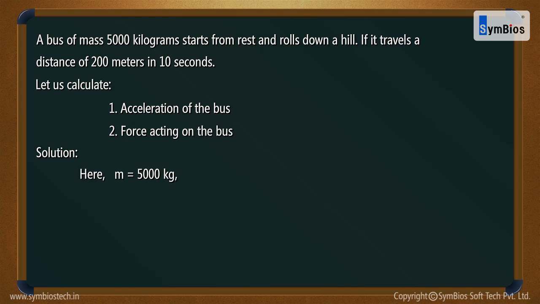Here, mass m is equal to 5000 kg. Initial velocity u is equal to 0. Displacement s is equal to 200 meters. Time t is equal to 10 seconds. We need to calculate acceleration a and force F.